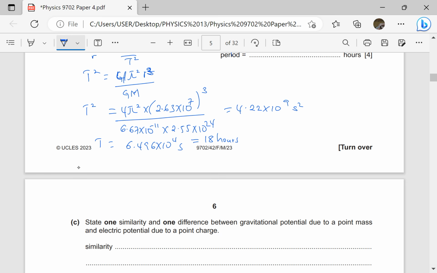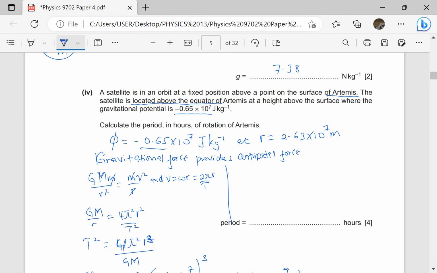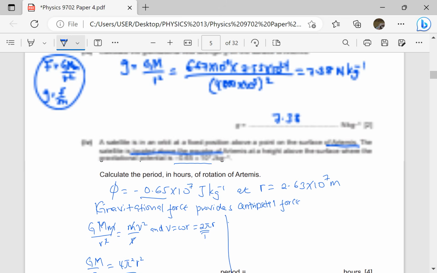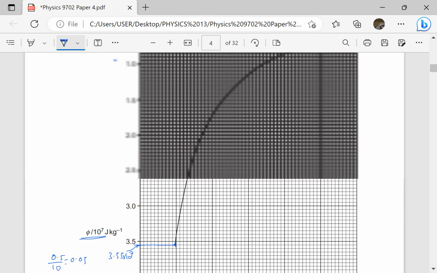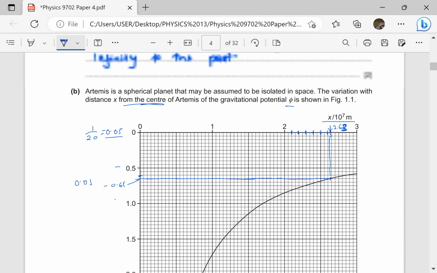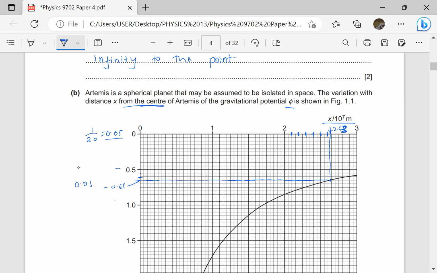That is giving me 18 hours, although I'm still doubting this. The problem could be on this value here, but it's approximately 18 hours to two significant figures. In case you get a different value for 2.63, which I've got here, am I using the scale wrongly? 2.1, 2, 3, 4, 5, 6. This would be 2.7.